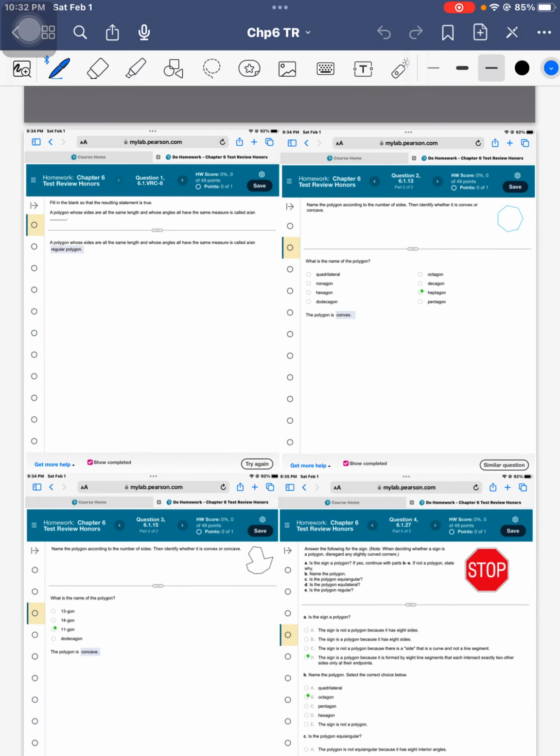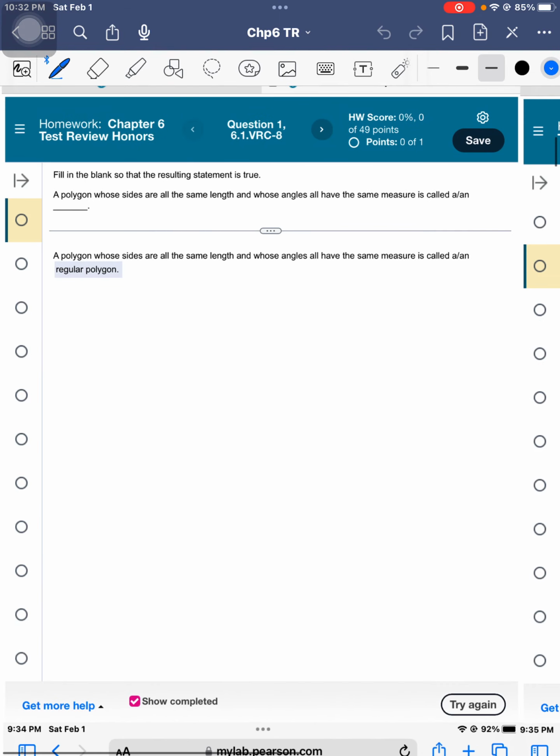Alright, let's do the chapter 6 test review. So, a polygon, first one. A polygon whose sides are all the same length and whose angles have all the same measure is called a regular polygon. If it has all the same lengths, it's equilateral. If it has all the same angles, it's equiangular. In order for it to be a regular polygon, it needs to have both, not just one.